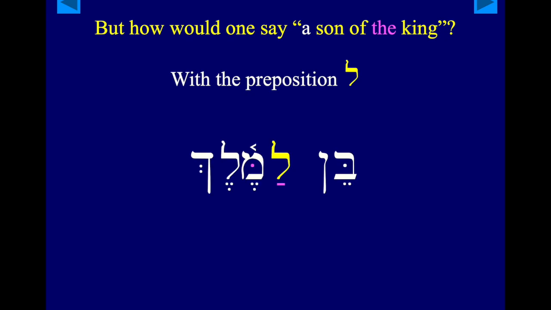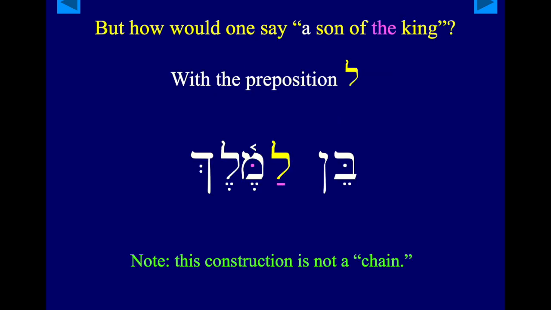Well, there's a different way to say this in Hebrew. You don't use a construct chain to say a son of the king. Instead, you say Bain Lamelech. Bain meaning son, and Lamed meaning to or for. And then here's your patach and your dagesh, meaning the definite article, and then Melech, king. A son to the king. And we translate this in English as a son of the king.